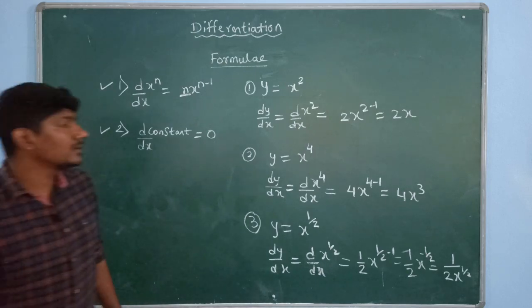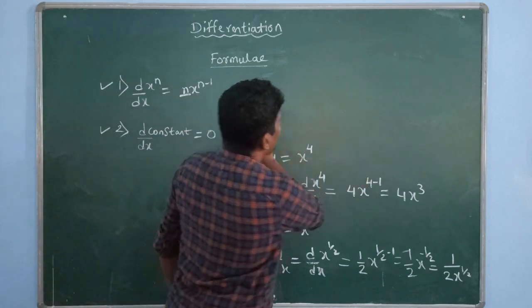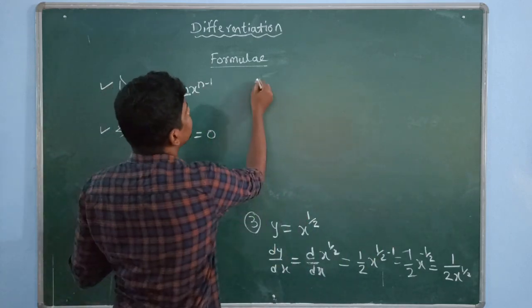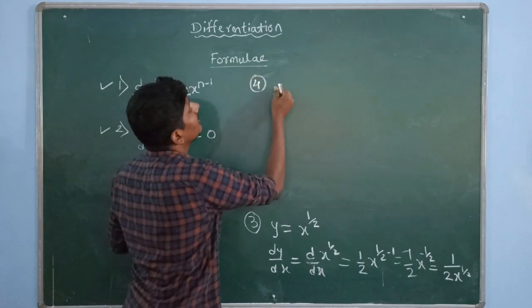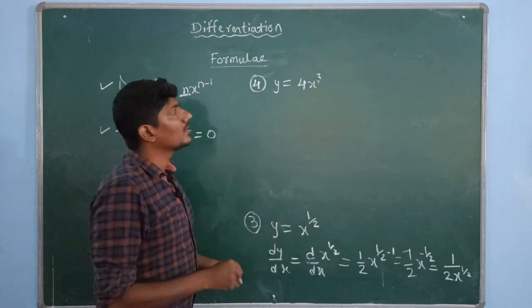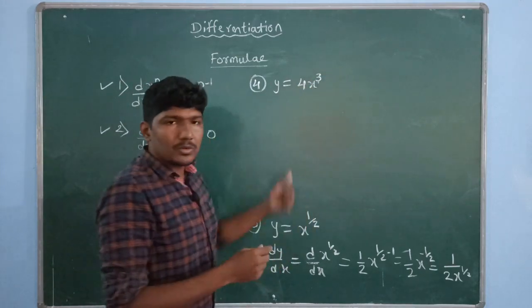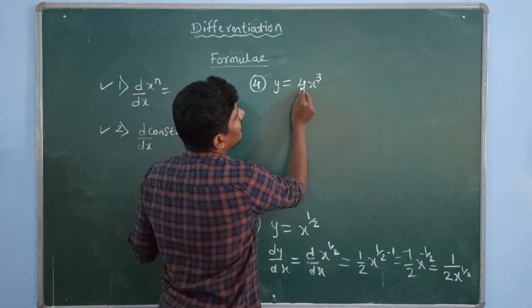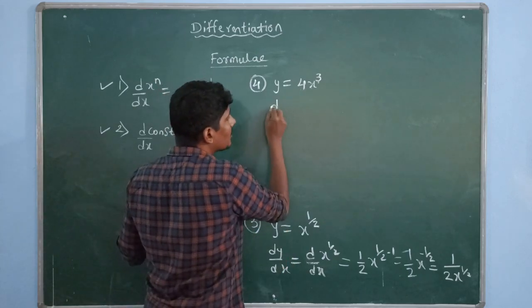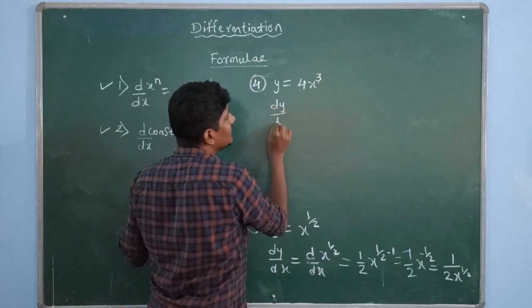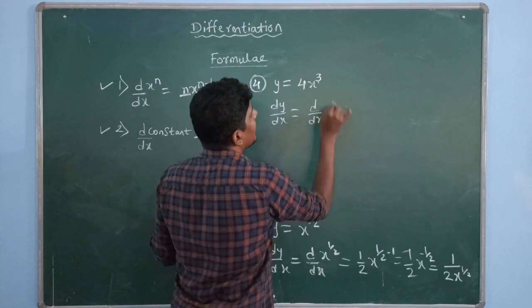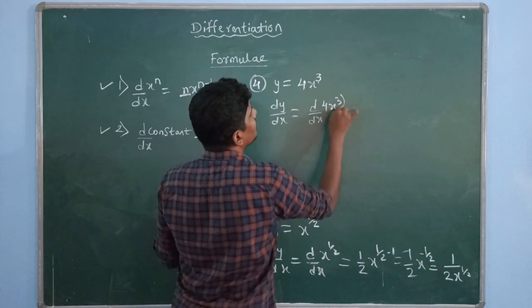Let's see one more example. This is a little different. This is the fourth one, right? y equals what? 4 x raised to 3. So how to differentiate this? Here you can see 4 into x cube. Here you can apply the product rule also, but without the product rule also we can do it. Now how to do that? Let's see. Without the product rule, dy by dx equals d by dx of 4x cube, like this.